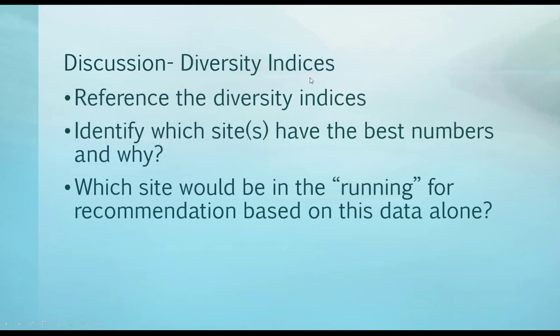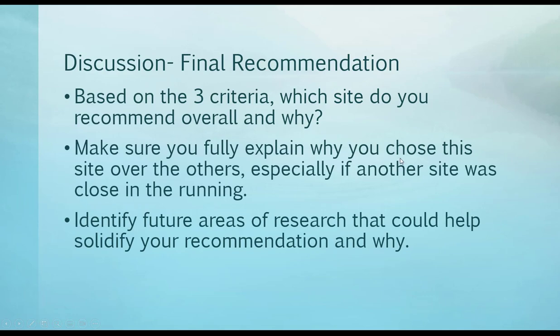And then finally, we have our diversity indices. So reference those diversity indices, identifying which sites have the best numbers overall, and then which one you would recommend based on that particular data set alone. So by this point, you'll have probably 3 paragraphs, and you'll have maybe 3 different recommendations, or maybe you'll start seeing that there's one site that stands out more than the others. Okay, so that's based on those 3 different data sets. You've interpreted your data, and now you can come up with your final recommendation. So based on the 3 criteria, which site are you going to recommend and why?